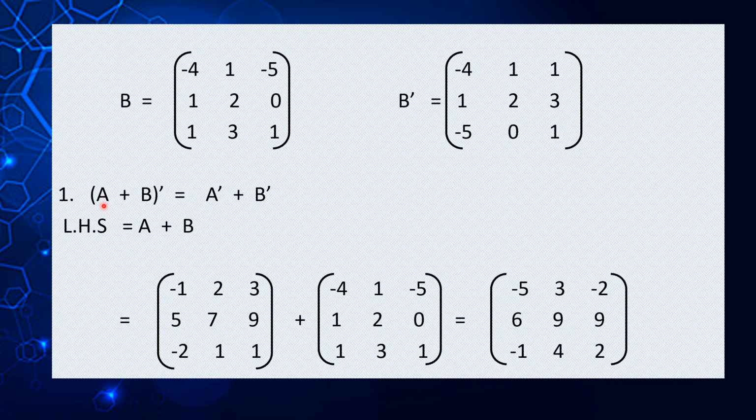First consider the LHS part, that is A plus B the whole transpose. First consider A plus B, that is to add both A and B, which will give us an answer of minus 1 plus minus 4 is minus 5, 2 plus 1 would be 3, 3 plus minus 5 would be minus 2, 5 plus 1 would be 6, 7 plus 2 would be 9, 9 plus 0 equal to 9. Minus 2 plus 1 is minus 1, 1 plus 3 would be 4 and 1 plus 1 would be 2. So this is the sum of both the matrices.